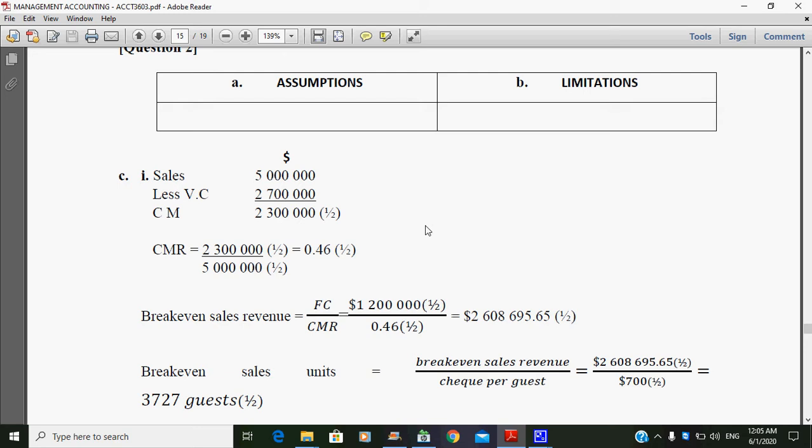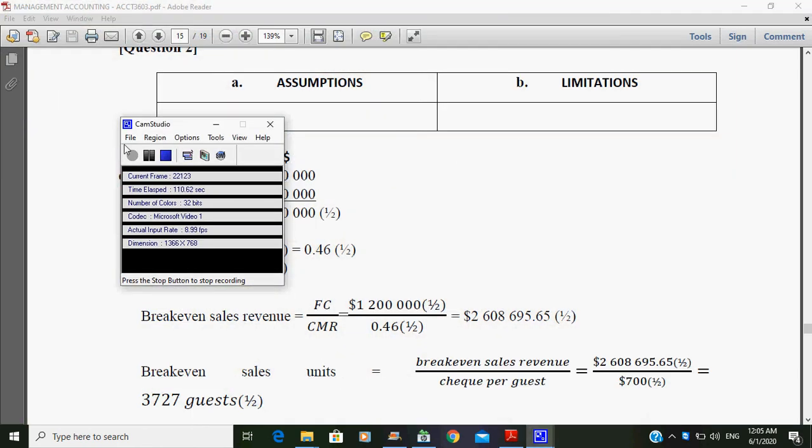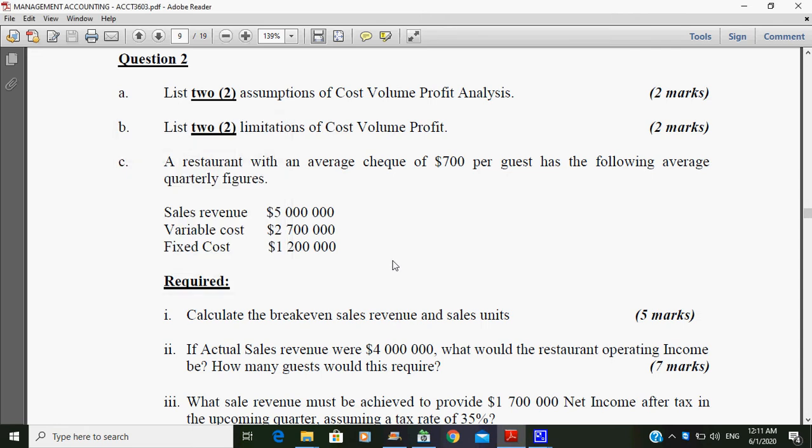Now, if you would recall, what does the first part of the question ask you for again? The question says a restaurant with an average check of $700 per guest. Now that $700 per guest we would classify as the selling price per unit basically. So basically each guest pays $700. So the restaurant earns $700 per guest. Good?